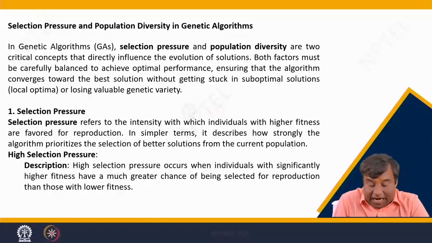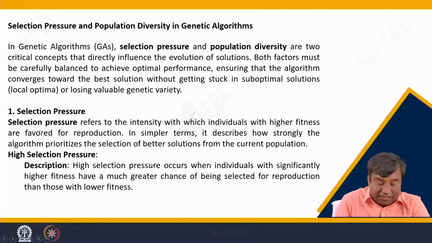Now, selection pressure and population diversity in genetic algorithms. In genetic algorithm, the selection pressure and population diversity are two critical concepts that directly influence the evolution of solutions. Both factors must be carefully balanced to achieve optimal performance, ensuring that the algorithm converges toward the best solution without getting stuck in suboptimal solutions, that is local optimum, or losing valuable genetic variety.